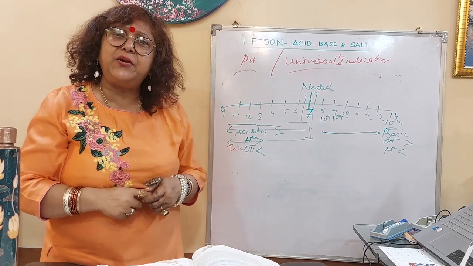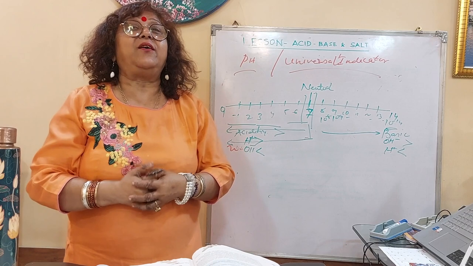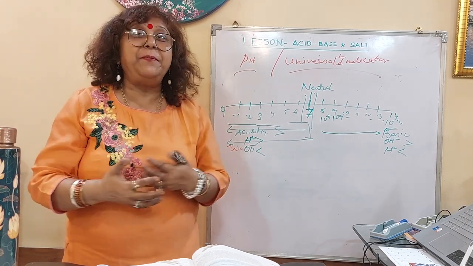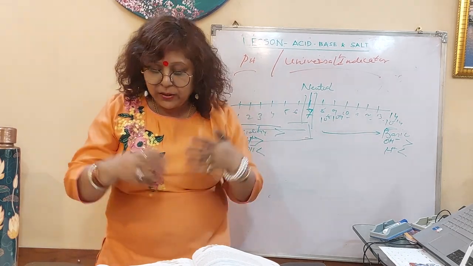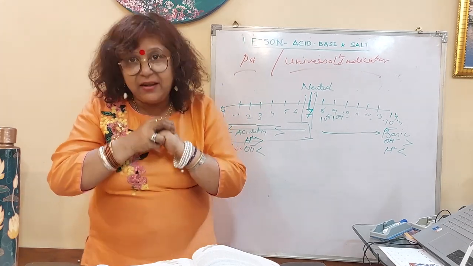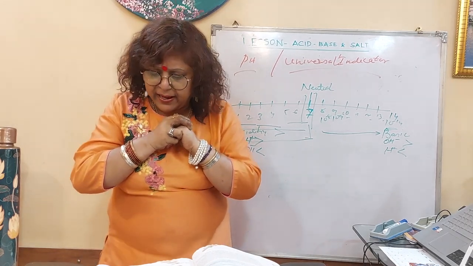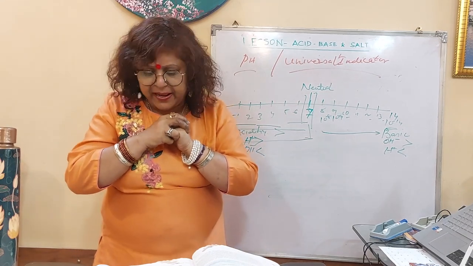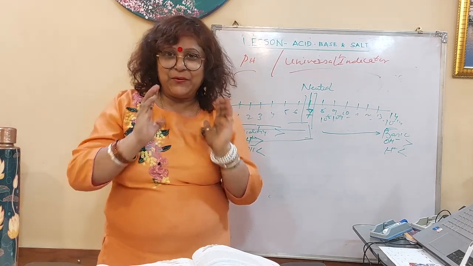It tells you whether the solution is acidic or basic. But any indicator doesn't tell you the strength of the solution, the accurate strength, how much acidic it is, how much basic it is. That is told only by a universal indicator. So the definition of universal indicator is that it is a mixture of many different dyes, a mixture of many important dyes or indicators which gives different colors at different pH values on the entire pH scale. I told you this definition.